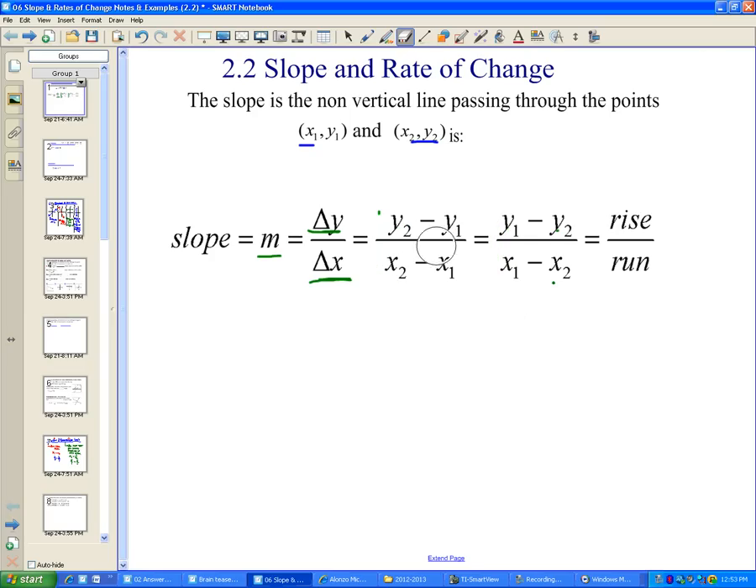And this is always, when we look at a graph, what we call rise over run. We've been doing this for a while, so let's use this to do a couple problems.